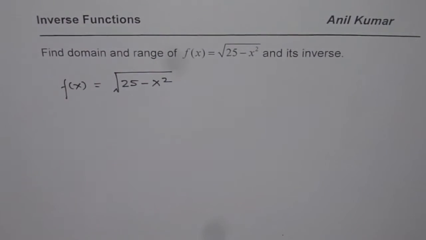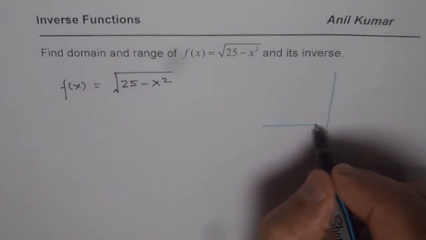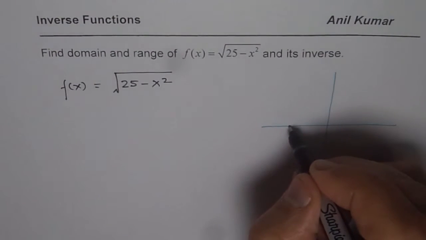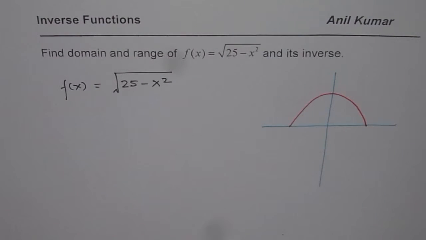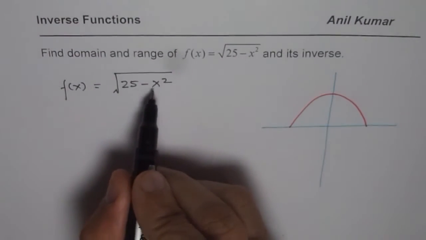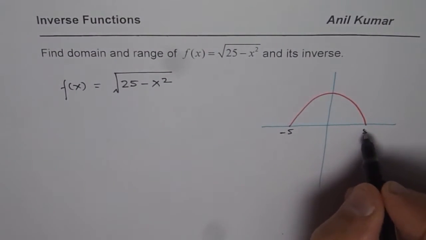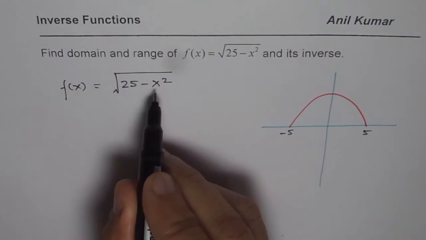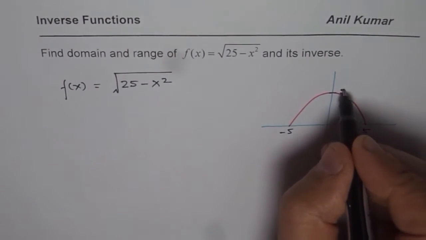and let me just sketch it here for you just to give you an idea what kind of function we are working with. So this function is like a semicircle here, kind of like this, where zeros will be at plus and minus 5. If I write minus 5 or plus 5 for x, their square will be 25, and so we'll get 0. If I write x as 0, we get square root of 25, so we get a positive value of 5.